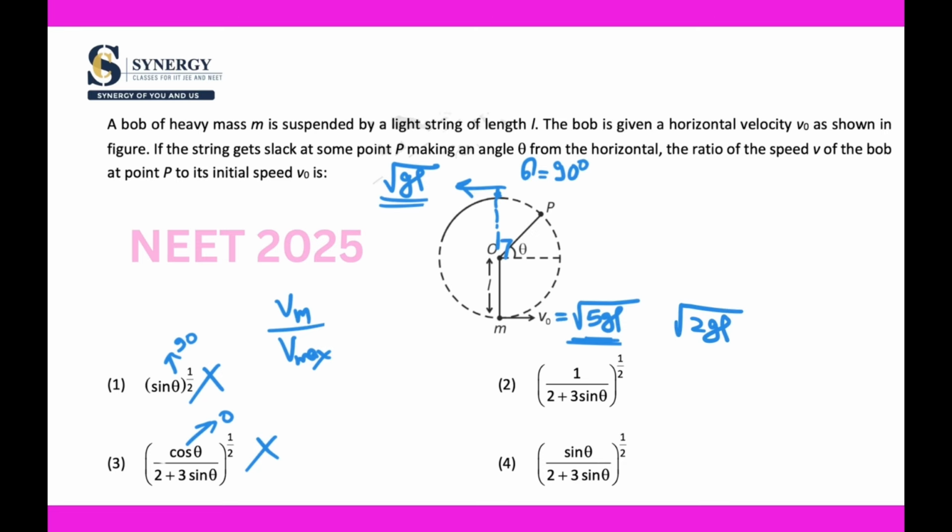So you must have recorded that when you give it a speed of root 2 gl, then it goes slightly above the horizontal level or to the horizontal level. That means the string will slack at horizontal level, that is theta tends to 0. So put theta tends to 0, sin 0 is 0, and when it goes to horizontal level, the speed also becomes 0. So the ratio will be 0. So this is the correct option. Pause this video, think yourself. Correct answer is 4.